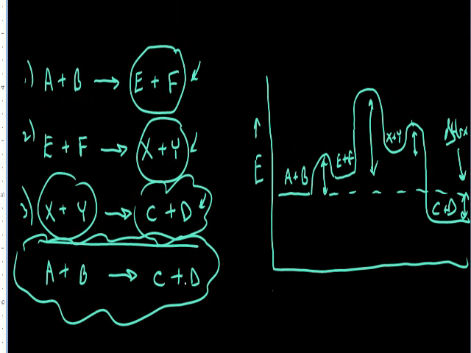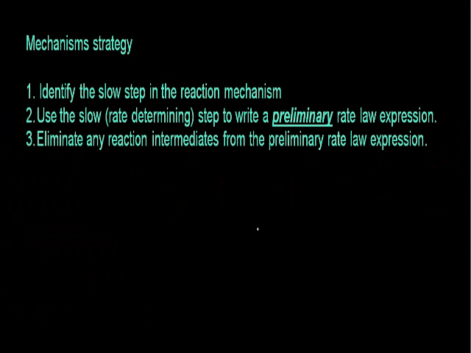Now, mechanisms can be used for a variety of things. One of them is they can be used to verify a proposed rate law expression for a reaction. And they can also be used to understand the process that the reaction goes through to turn into product. In working with mechanisms, there's a strategy that we can use to our advantage to try to figure out the order of a reaction or a specific rate law expression.